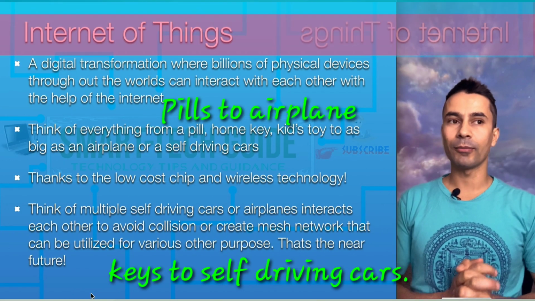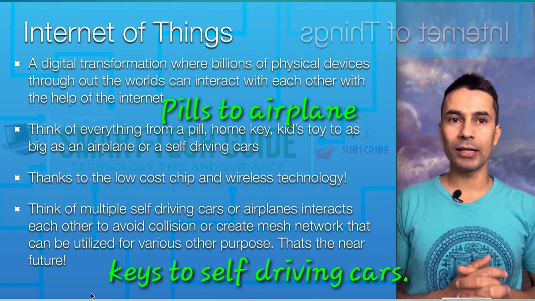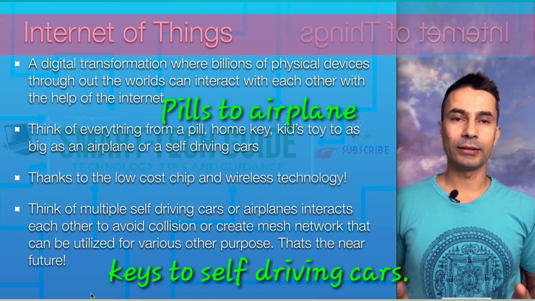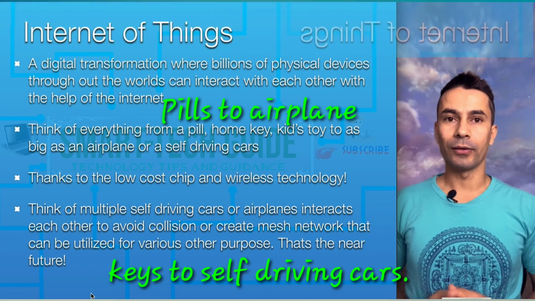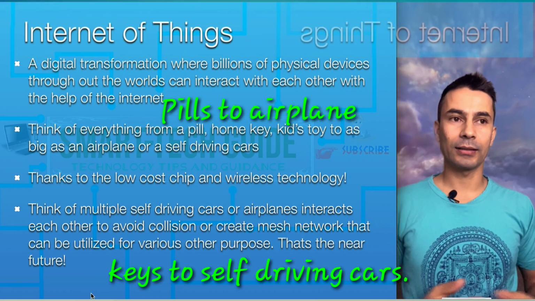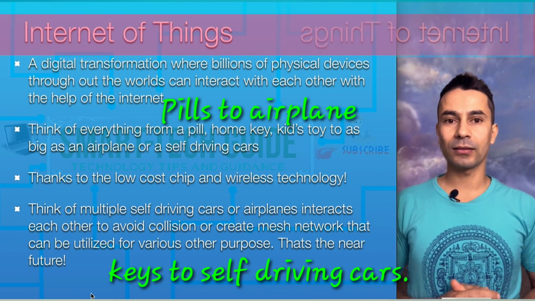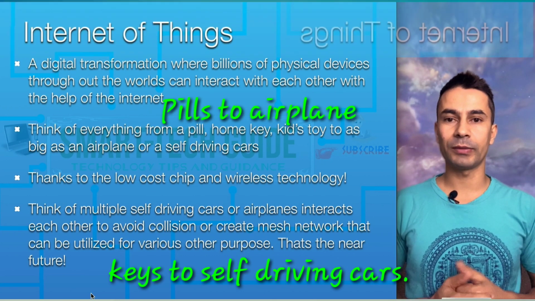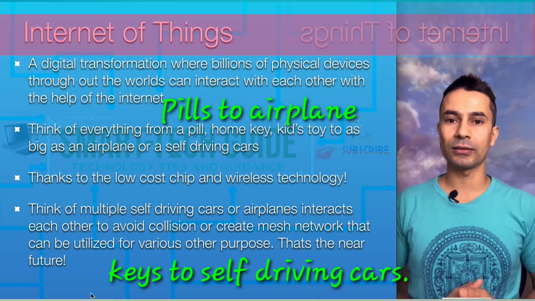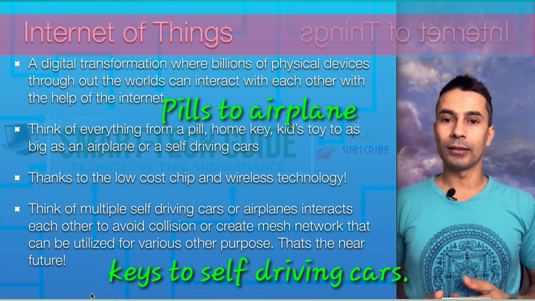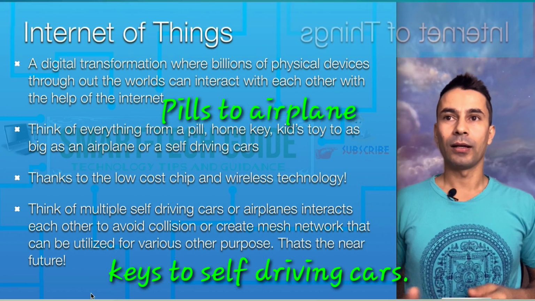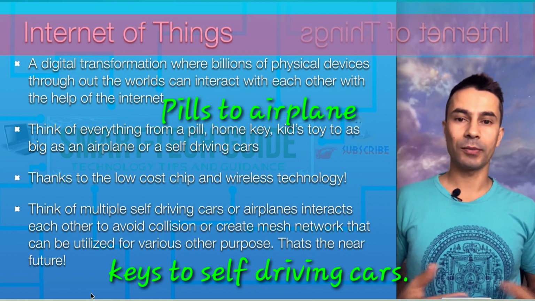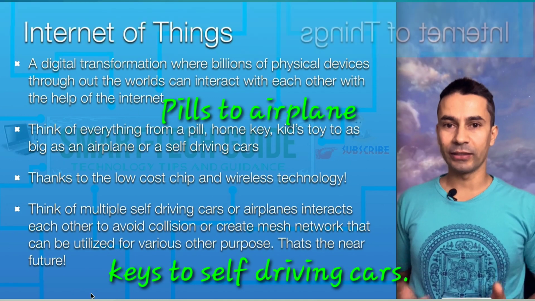Think of multiple self-driving cars navigating driving on the road without collision. They interact with each other with the help of vehicle to vehicle or vehicle to person or vehicle to infrastructure communication, and they avoid collision and they create a mesh network that can be utilized for some other purpose, and that's the near future.